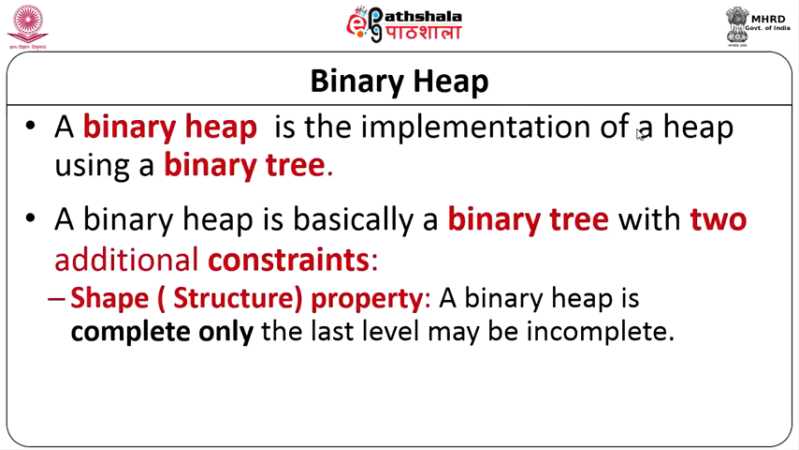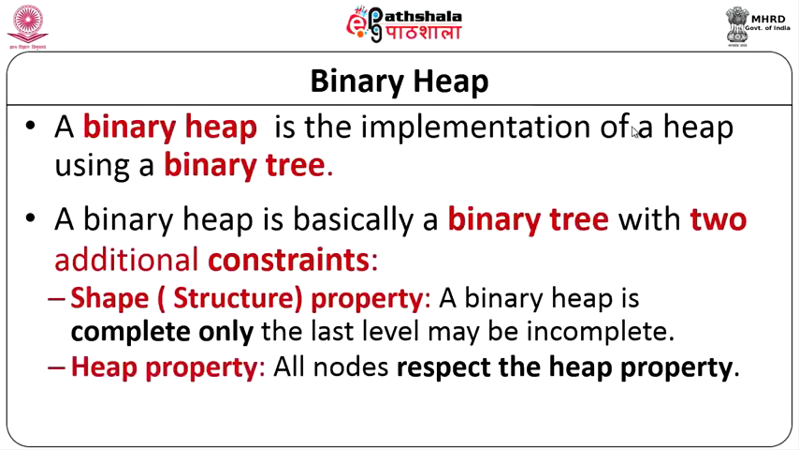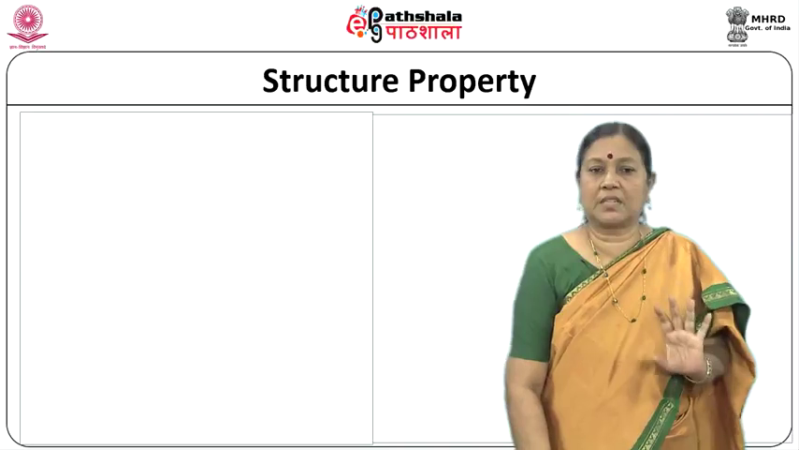A binary heap is complete, only the last level may be left incomplete. Later on we will see that this is defined as a complete binary tree, full binary tree, we will be going into that in detail. Here we are looking at it from the heap viewpoint. So, here in this context it is called a shape or structure property. So, binary heap is complete, only the last level can be left incomplete. And the heap property. So, we are talking about two constraints, one is the shape or structure property and the next is the heap property, that is all nodes will respect the heap property. I have not described what is a heap property, we will go into what is a heap property as we go on. Let us first discuss what is the structure property.